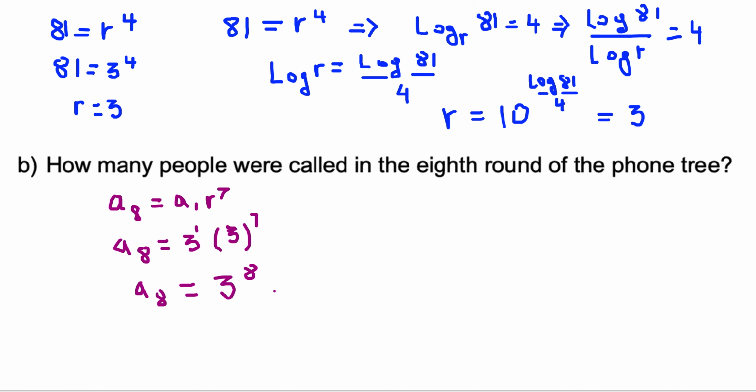When you calculate the 8th round, you can verify this result very easily in a calculator. I'm not going to use a calculator here. It is going to be 6,561. So what does it mean when this phone call was made with every person calling 3 people? In the 8th round, 6,561 people were called.